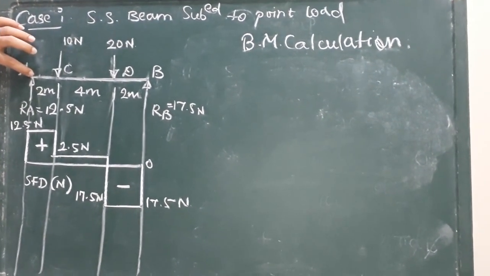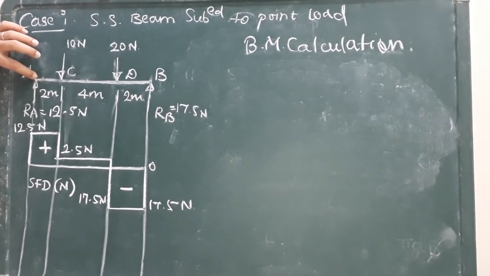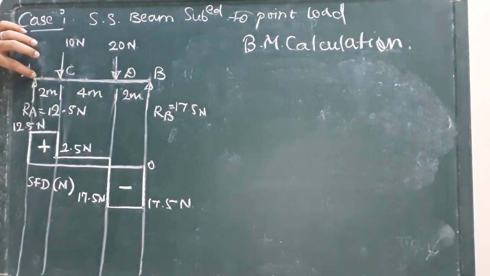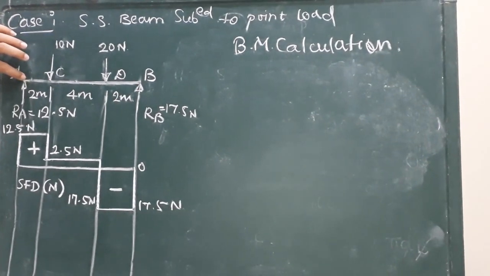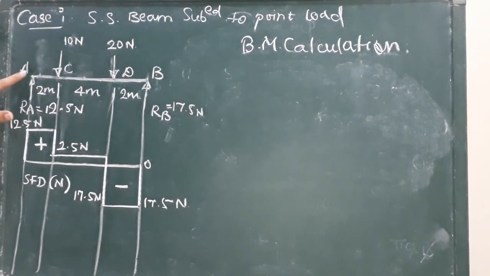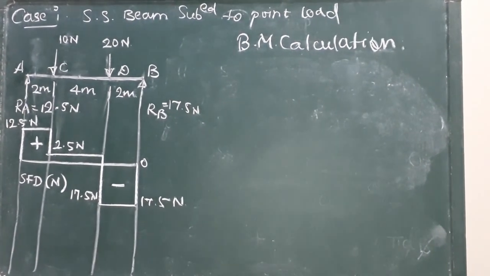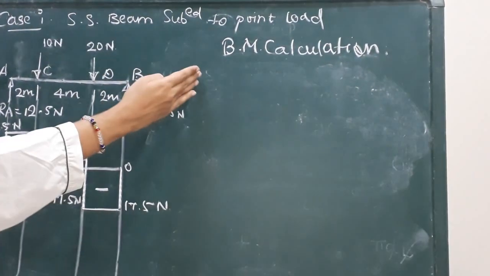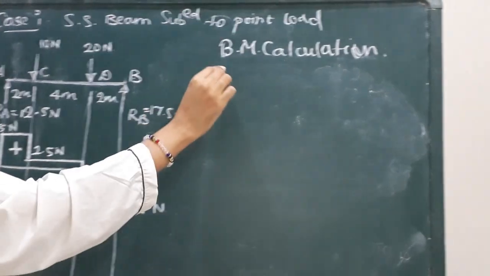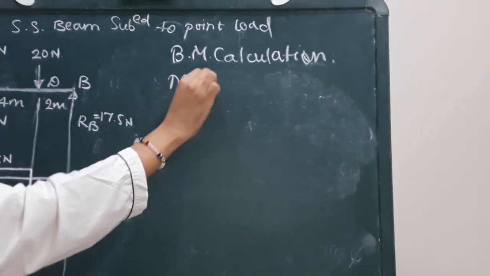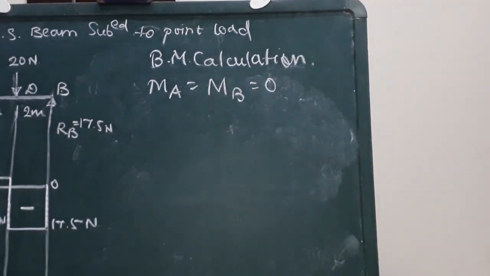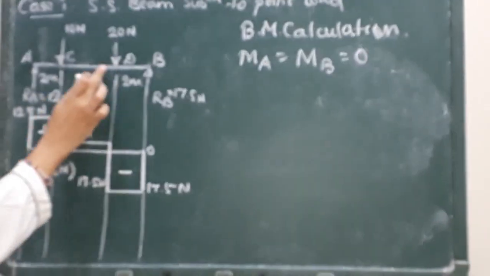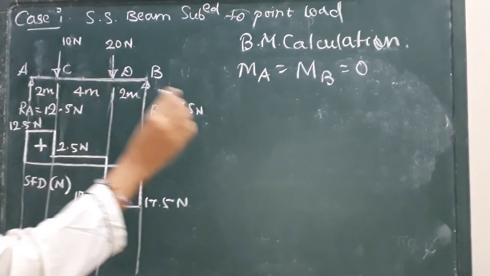And I told you, in case of SFD and BMD, either you go on the left or on the right, the calculation part will remain the same. That means your answer will come out the same, right? So here for simplicity, there is no load on the left of A. Similarly, no load on the right of B. So straight away I am writing without wasting my time. Moment about A is equal to moment about B is equal to 0. Now I remain with only 2 points, moment about C and moment about D.